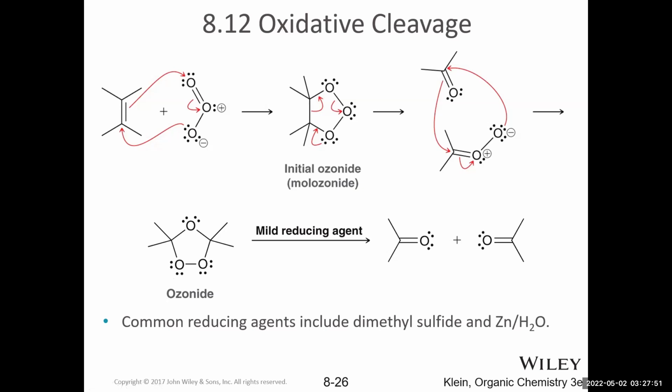So a mild reducing agent can come in, do a nucleophilic attack. We can break these open to reform carbon-oxygen double bonds. And then these electrons go on to the oxygen. So one of these oxygens essentially gets transferred to the reducing agent. So dimethyl sulfide will get converted to dimethyl sulfoxide, which is also DMSO. It's an organic solvent. And we'll end up with two carbonyls where the carbon-carbon double bond was previously, where both carbons get oxidized to carbonyls.